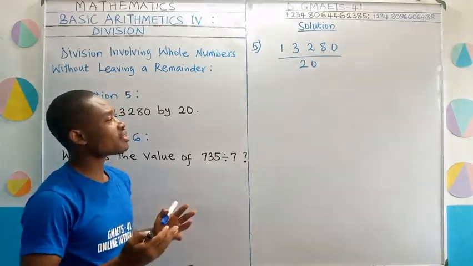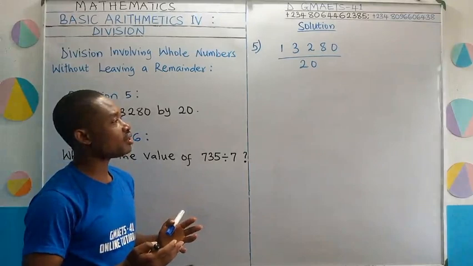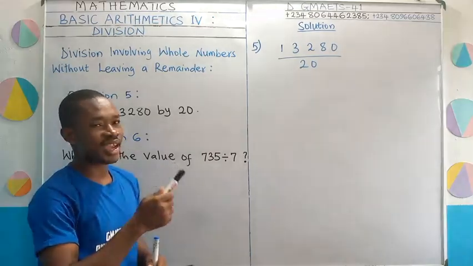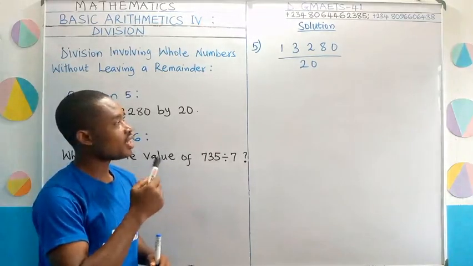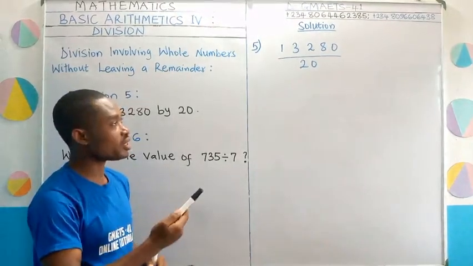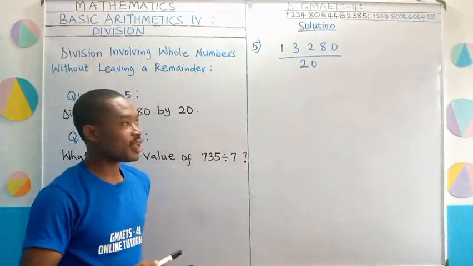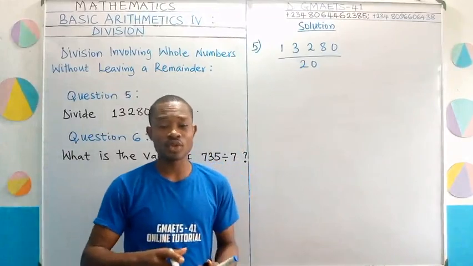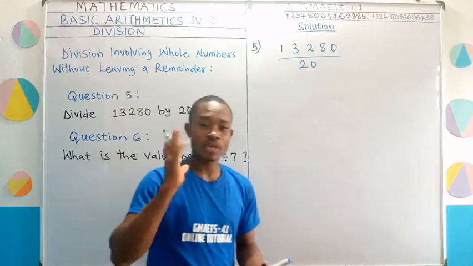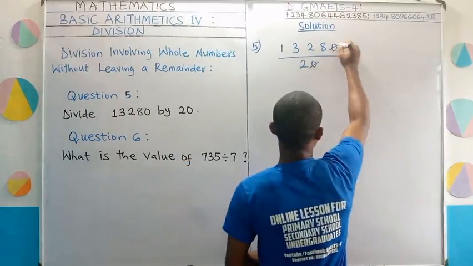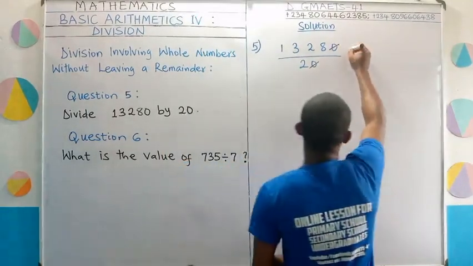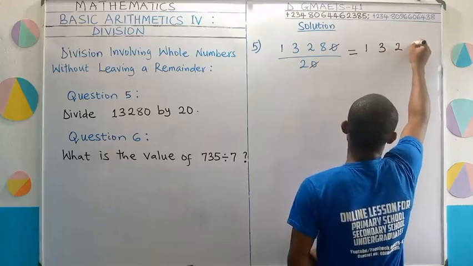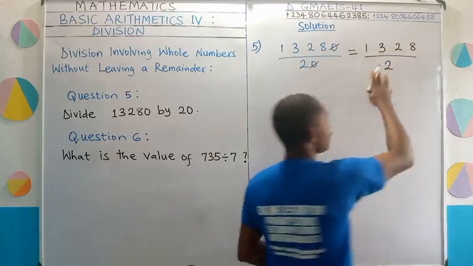Now looking at the number given to me, I notice that the numerator 13,280 has a last digit of 0, so it ended with 0 there. And the denominator, that's the divisor, is 20, and it ended with 0 as well, so I can cancel out the last digit, which is 0, just like we did in questions 1 to 5. This will go off. Now what do I have left? What I have now is 1,328 divided by 2. This is what is left.